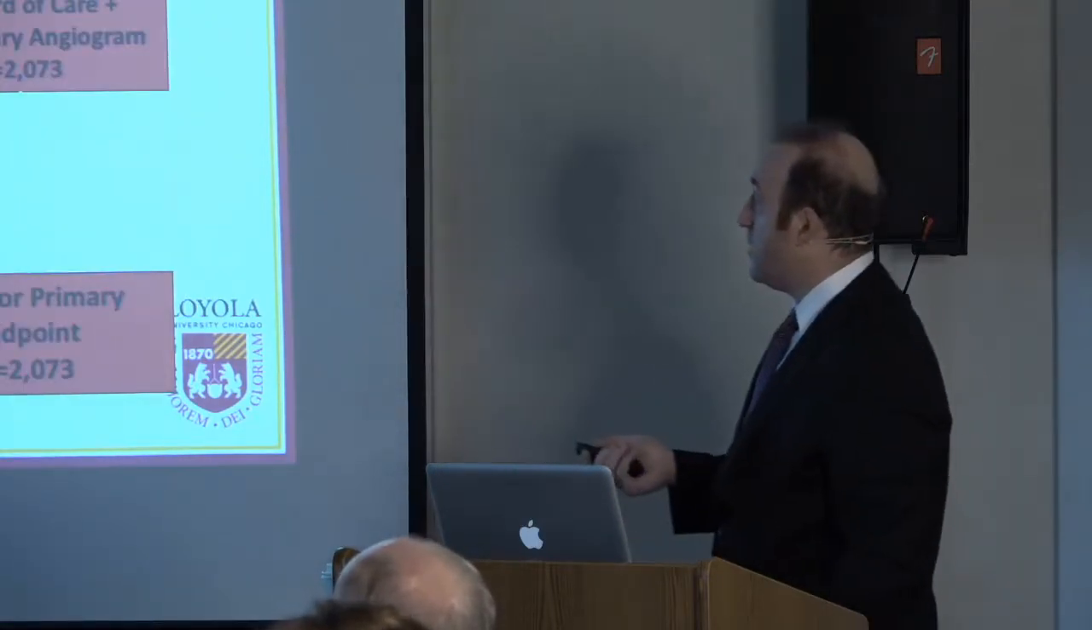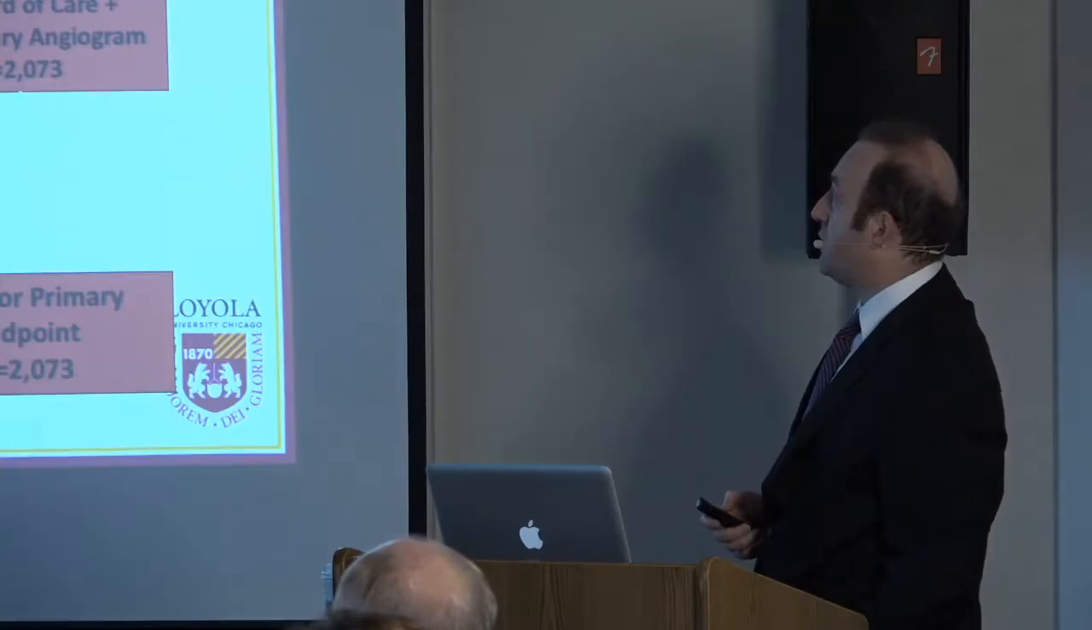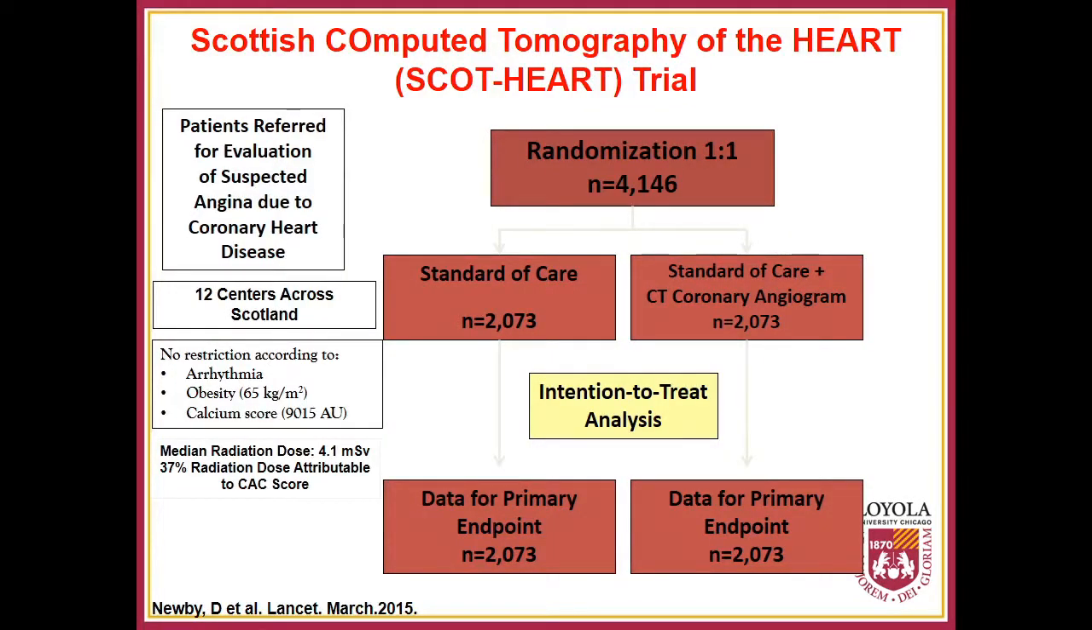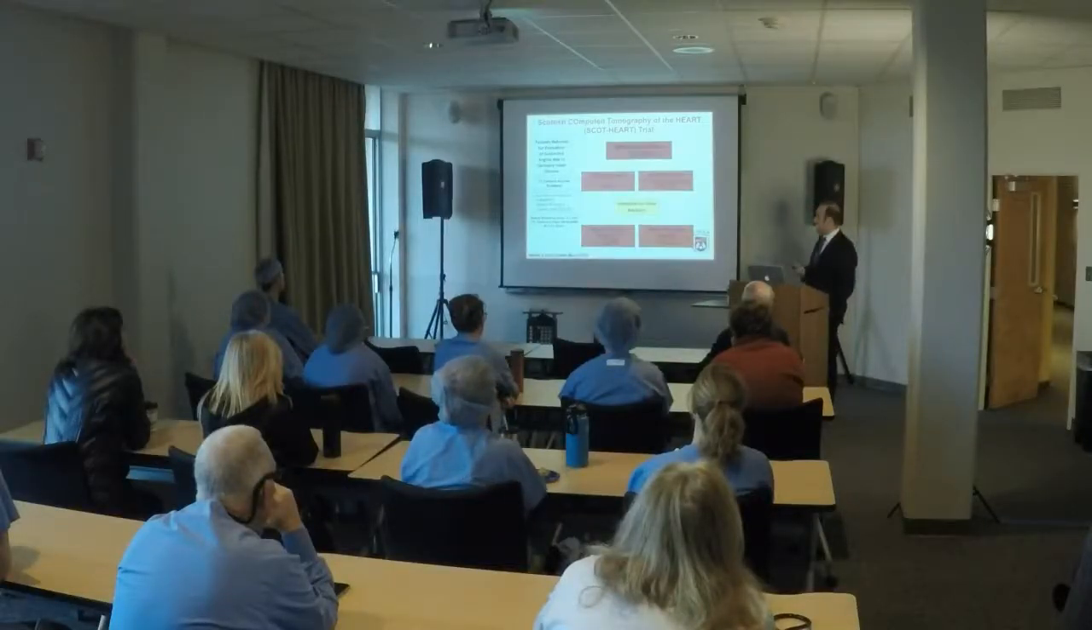So this was data published in Lancet, subsequently published in JACC, and I'll present the 5-year data that was just published in the New England Journal of Medicine a few months ago from the SCOT-HEART trial. It was a randomized controlled trial of over 4,000 patients, divided into standard of care versus standard of care plus CT coronary angiography. It was an intention to treat analysis. These are all patients who were referred for suspected angina due to coronary heart disease.